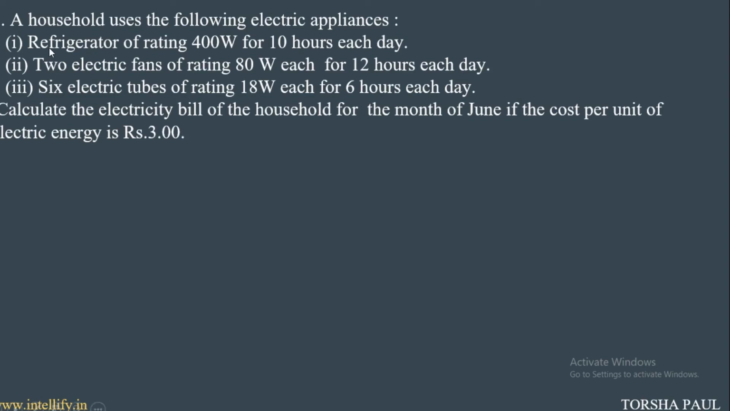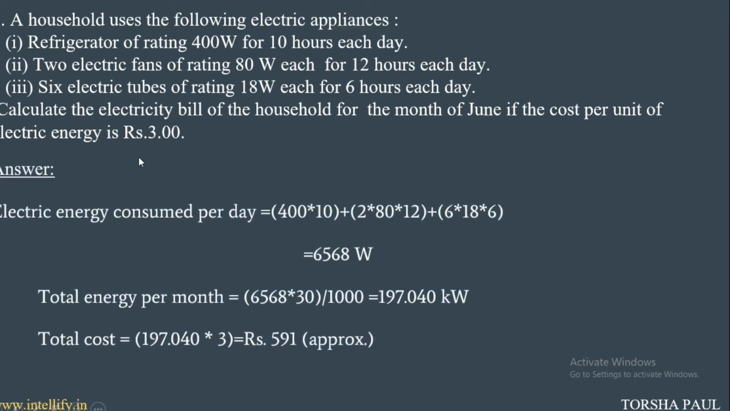Next question. A household uses the following electrical appliances. Refrigerator of rating 400 watt for 10 hours each day. 2 electric fans of rating 80 watt each for 12 hours each day. 6 electric tubes of rating 18 watt each for 6 hours each day. Calculate the electricity bill of the household for the month of June if the cost per unit of electrical energy is rupees 3. First of all, you have to calculate the electrical energy consumed per day.